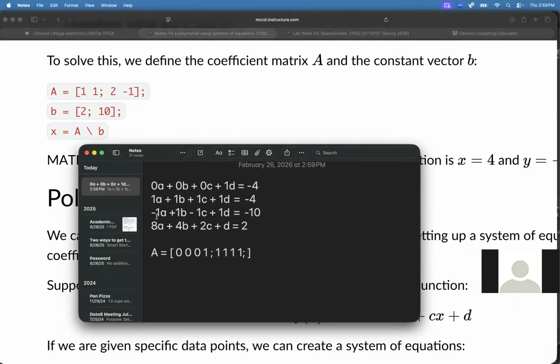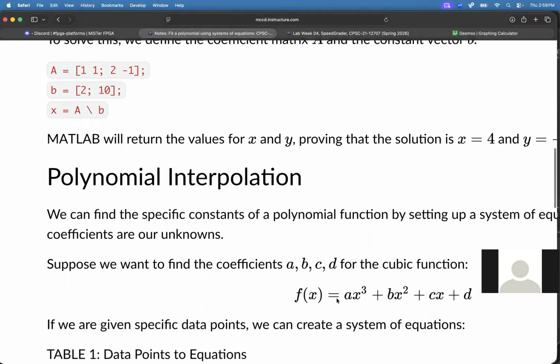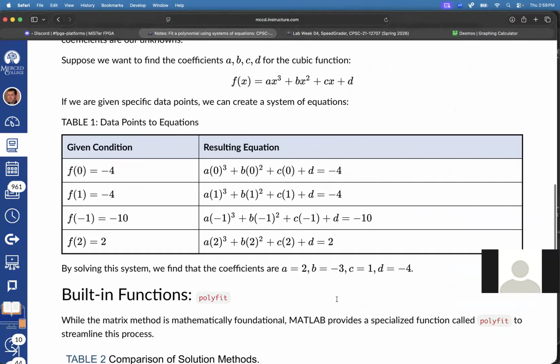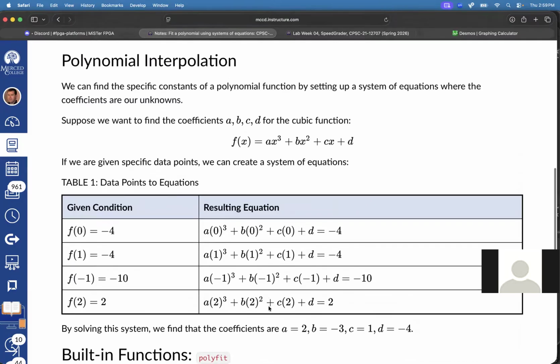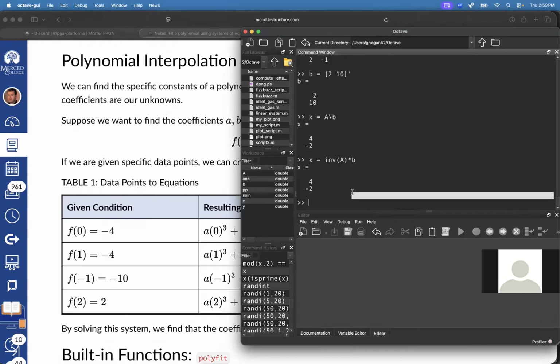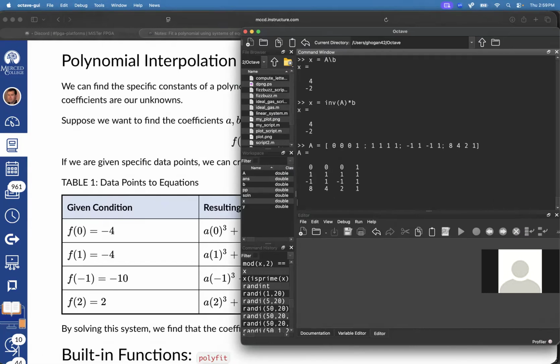And then your third row is negative 1, positive 1, negative 1, positive 1. And then your fourth row is 8, 4, 2, 1. And then that's your coefficient matrix. So when we go to type it in, it actually doesn't have it here. We can go to Octave and do this. So if I put in my A matrix, this is what it looks like.